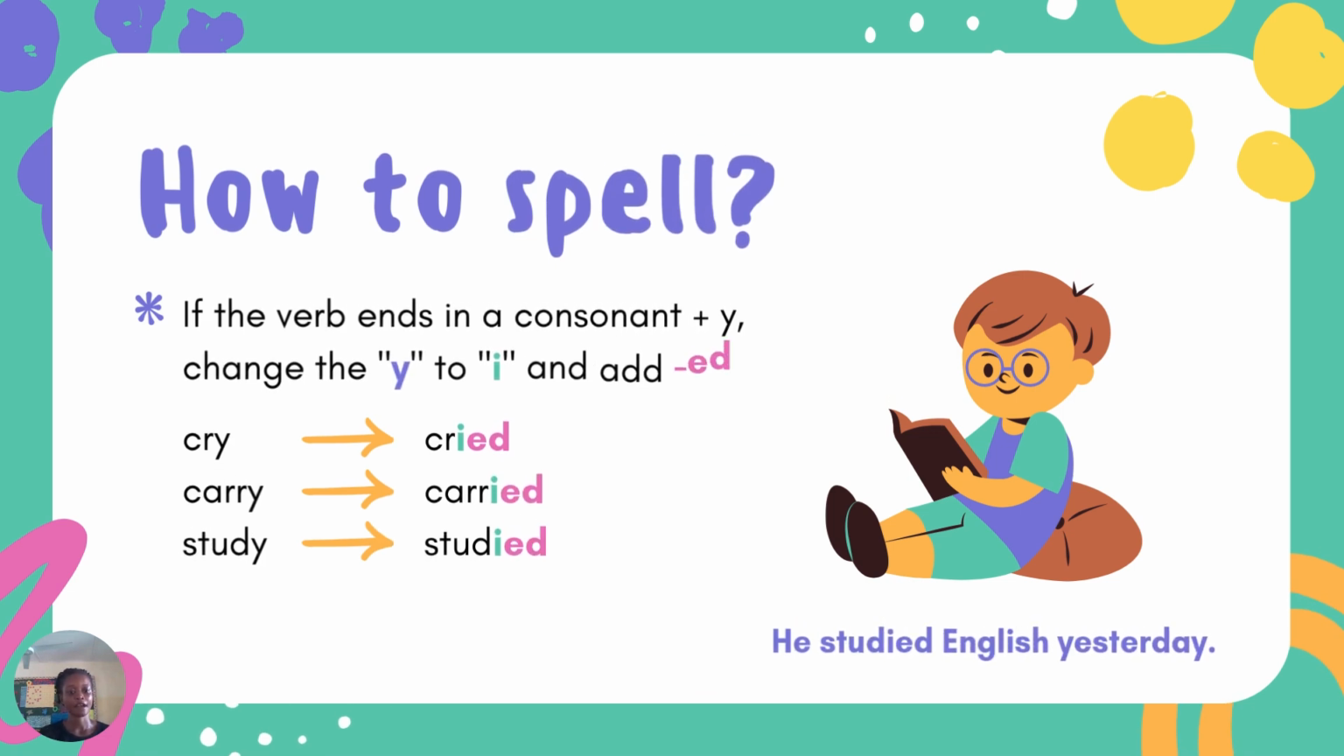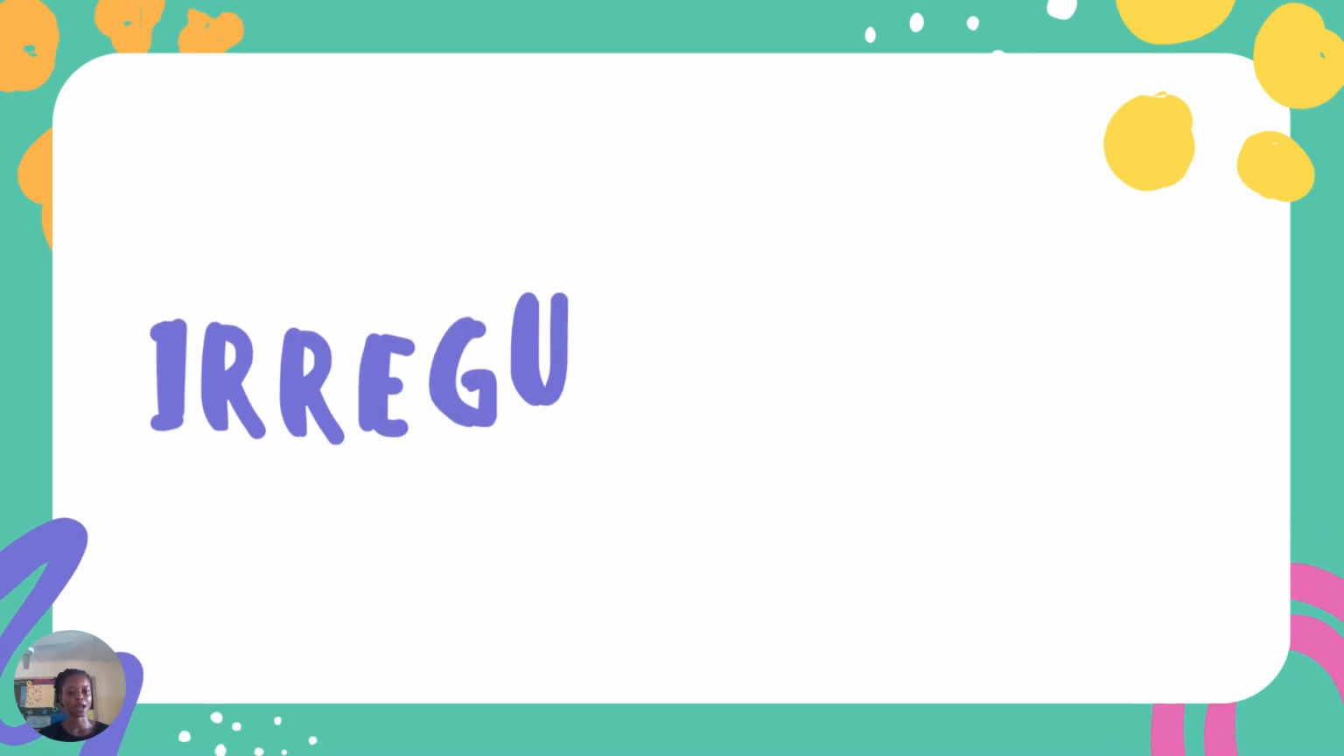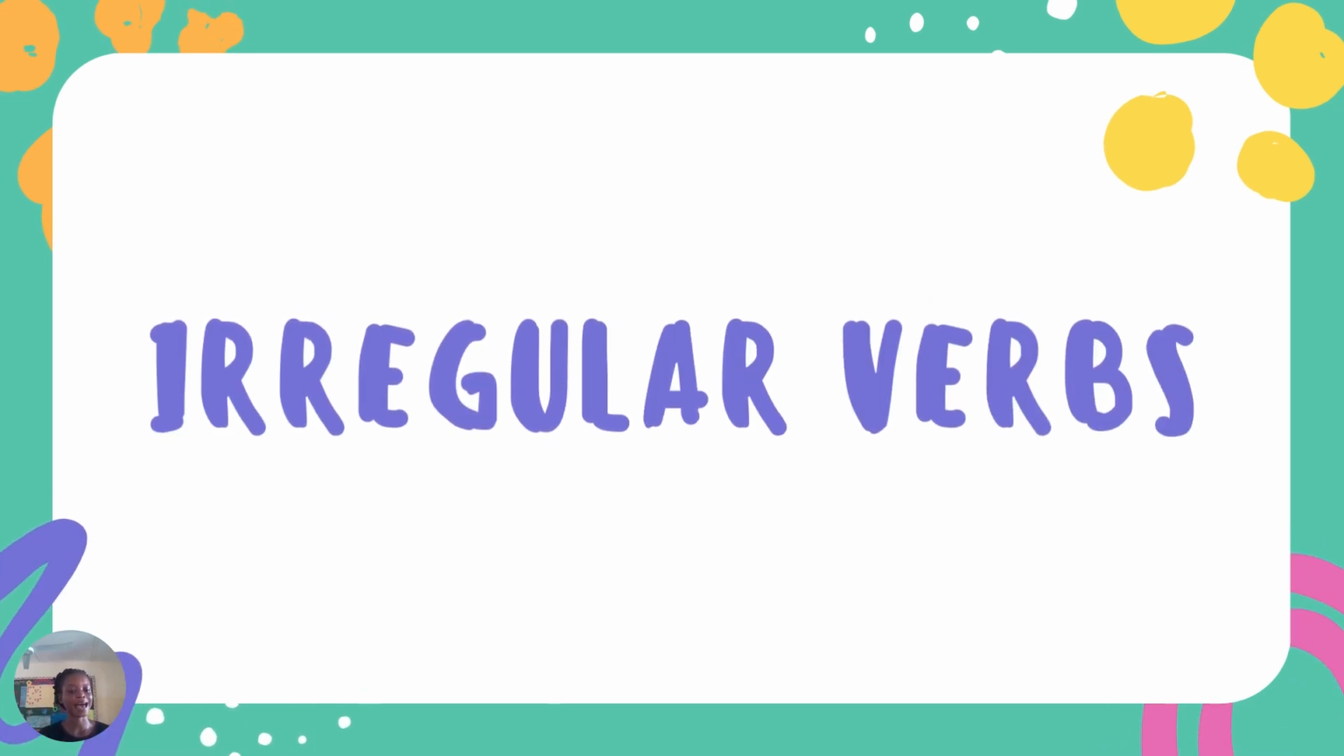We also have other examples in the next slide. Here we have cry, carry, study. These are formed by changing the letter y to i and then adding ed. Cry becomes cried in the past form, carry becomes carried, and study becomes studied. Now we're going to be looking at irregular verbs and some of their past tense.